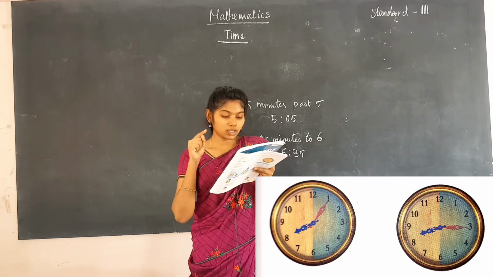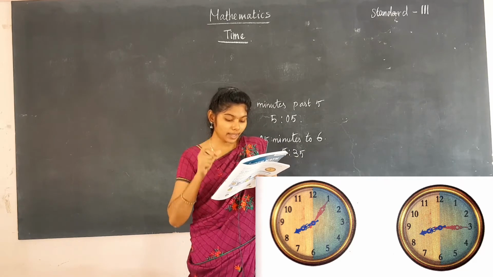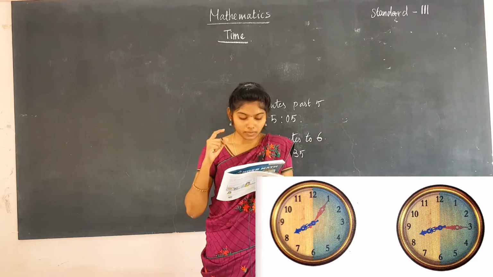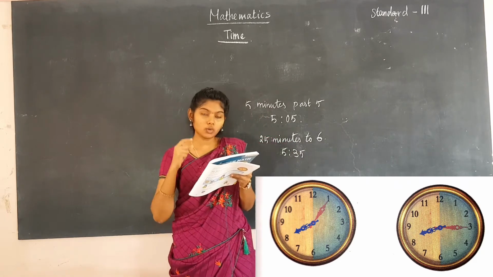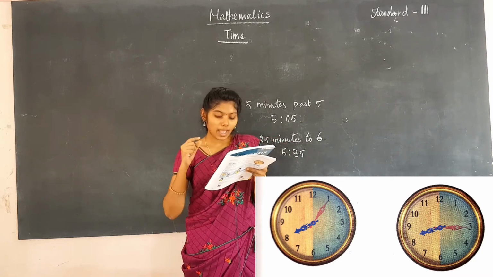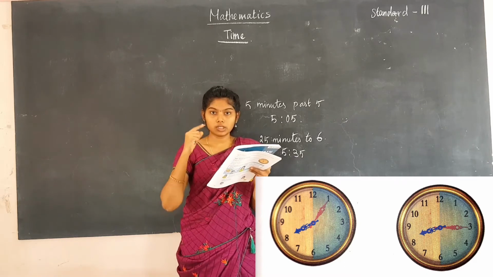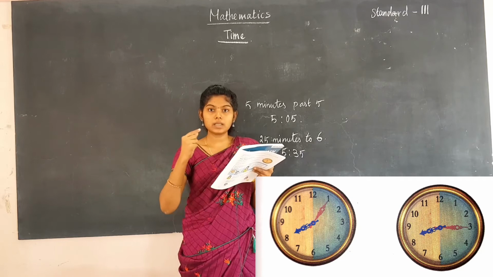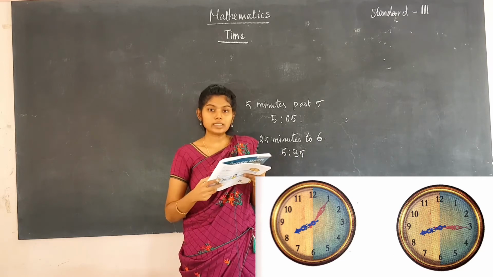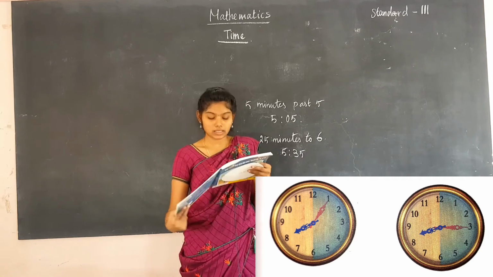So the short hand is at 8 and the long hand is on the right side. So you are using past, 5 minutes past 8. And here 3 is facing, the long hand is facing the 3 which is on the right side. 3 is facing means the minutes is 15 minutes. So you will say that is 15 minutes past 8.